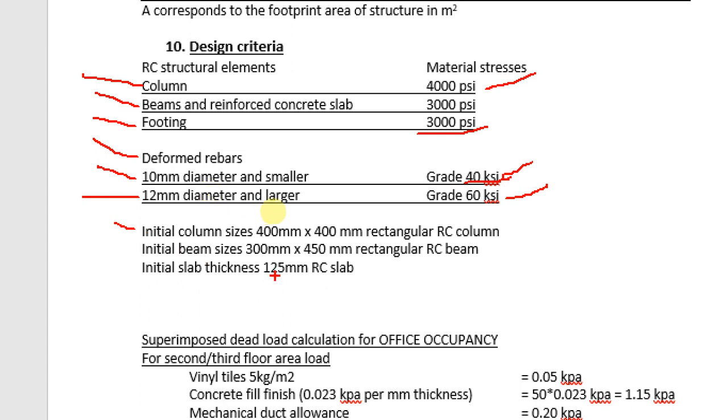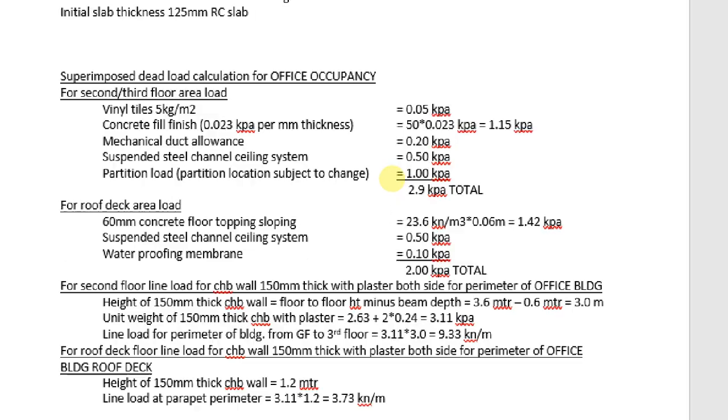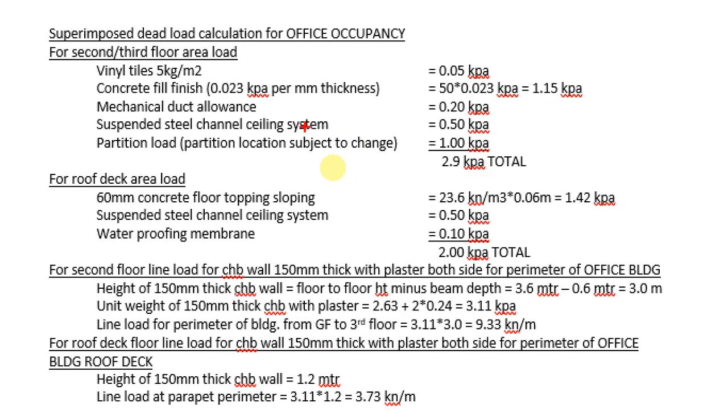Rectangular RC column. And the initial beam is 300 by 450 mm rectangular RC beam. Initial slab thickness is 125 mm RC slab. Okay, so we will have superimposed dead load calculations for office occupancy. So for the second and third floor area, for example, we will have vinyl tiles. This is 5 kilogram per square meter.